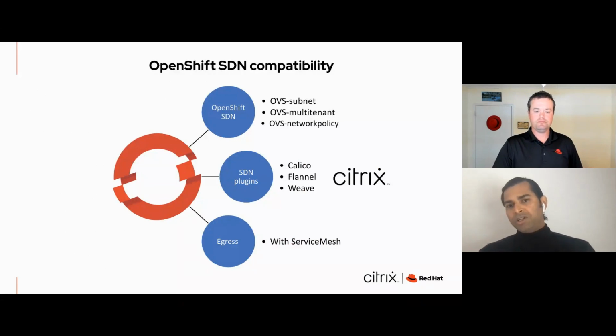We are in the world of networking, and as you know, OpenShift has a very pluggable SDN component associated with that. So obviously, by default, it comes with OpenShift SDN. So we support all the different flavors of SDN which come with OpenShift. Plus, they allow plugins with vendors like Calico, Flannel, Weave, and we do support all of these CNI vendors.